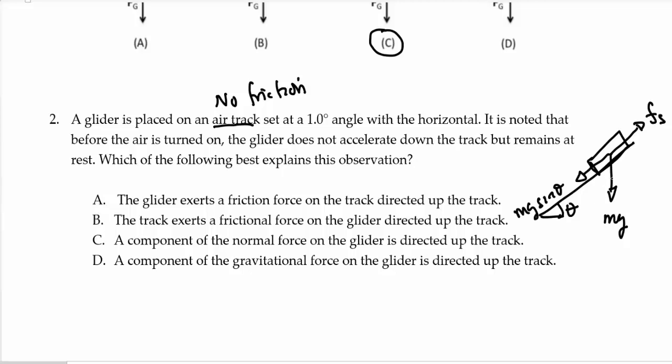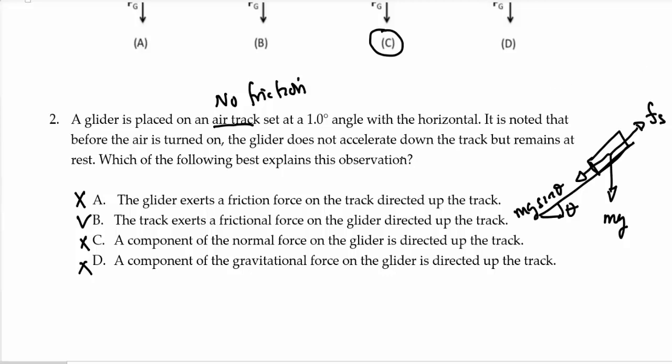And the question I want to ask is this. This force, the static friction, is it acting on the glider or on the surface of the track? And if it's acting on the glider, it means that it is the surface exerting the force on what? The glider. Do you understand that? Alright, now we have A. The glider exerts a friction force on the track directly upwards. Is that true? That is not true. The track exerts a friction force on the glider directed up the track. That is true. The component of the normal force on the glider, that is not true. And that is not true. So the answer here is what? B.